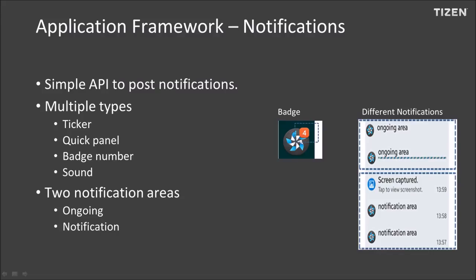Based on the type of notification required, the API provides multiple options to set the icon, the LED color, the text message, among other parameters. Ticker is the type of notification that appears on the screen for a short while and gets stacked in the standard notification area for later use.